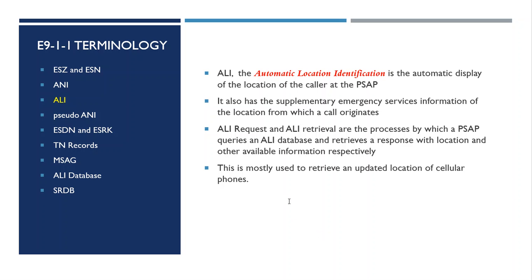So let's say somebody is driving a car, and he made a 911 call. The call may take, I don't know, maybe 1 or 2 minutes. During that time, the location of that car is constantly changing. The PSAP has the ability to get the updated location for the phone, and even after the call is terminated, for quite some time they will be able to get the new location for the cellular phone. So this is the process they call ALI request and ALI retrieval.